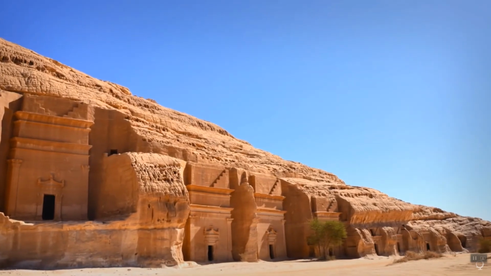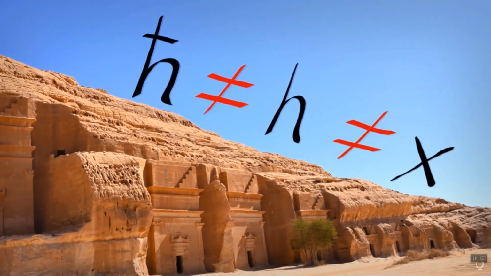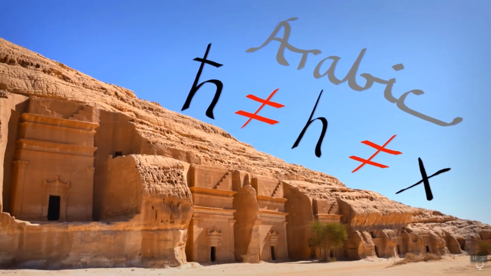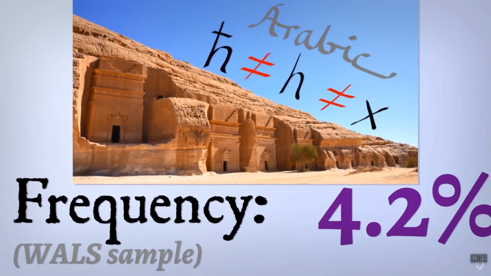Do you know which major world language has sounds close to both of these and expects you to tell them apart from nearby glottal h and velar ch? It's Arabic and other Afroasiatic languages. In all, pharyngeals can be found in only 4% of the languages in that world sample.